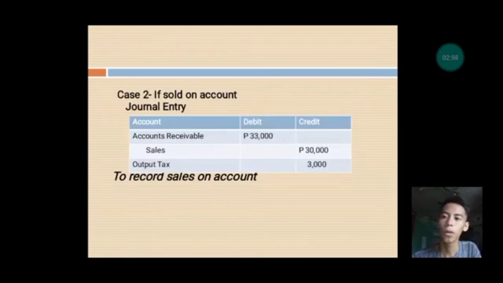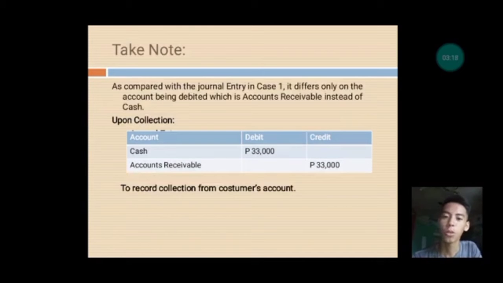In case number 2, if sold on account, this is our journal entry: Accounts Receivable, debit 33,000; Sales, credit 30,000; and Output Tax, credit 3,000. This is the record of sales on account. Take note, as compared with the journal entry in case 1, it differs only in the account being debited, which is Accounts Receivable instead of Cash.